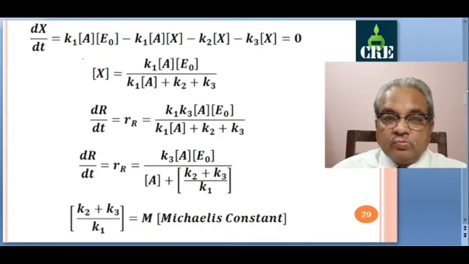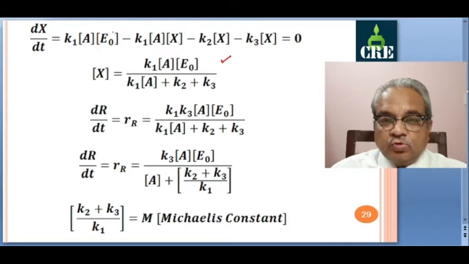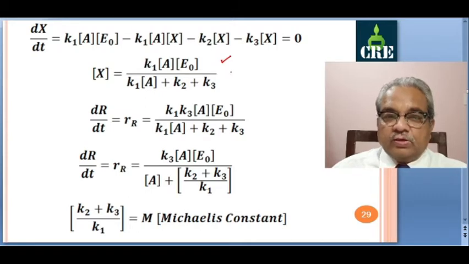Now at steady state, no net rate of formation is there, the net rate of formation is 0. So this concentration of X can be written in terms of known, measurable quantities. The K1 A E0 term is transferred with plus sign and then taken in the denominator with plus signs all. So K1 into concentration of A plus K2 plus K3. This we have written.